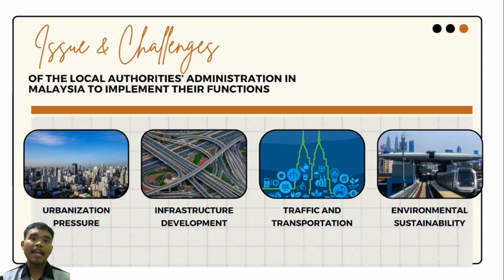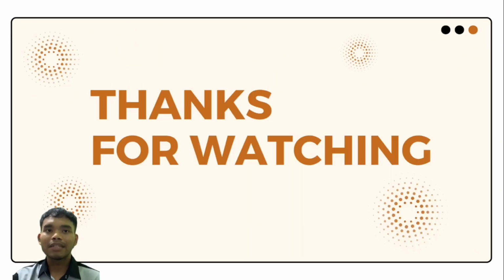The last issue is environmental sustainability. Balancing the city's growth with environmental sustainability is a top priority for DBKL. Balancing Kuala Lumpur's expansion while protecting the green areas, regulating pollution and encouraging eco-friendly activity is a top priority to DBKL. The issue is to include sustainability in the city development plan while ensuring that economic growth is not harmful to the environment. That's all from our group.